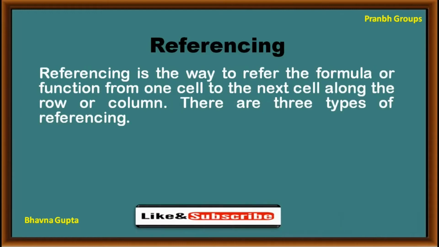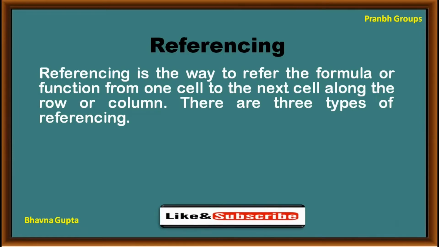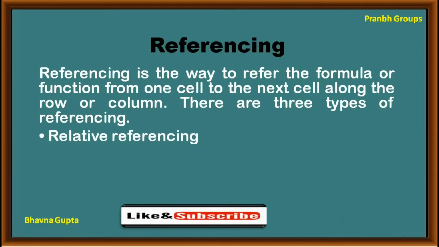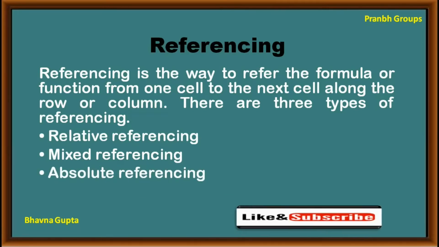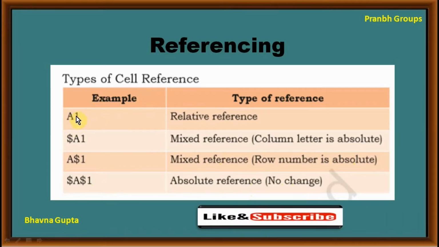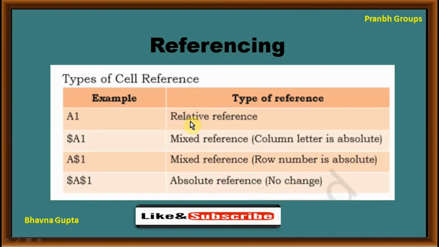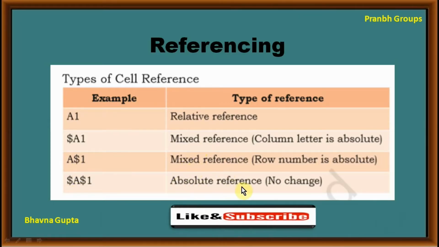Referencing is the way to refer a formula or function from one cell to the next cell along the row or column. There are three types of referencing. First one, relative referencing, second, mixed referencing, and third, absolute referencing. Example of types of referencing: A1 is a relative reference, $A1 is a mixed reference, A$1 is also a mixed reference, and $A$1 is an absolute reference.